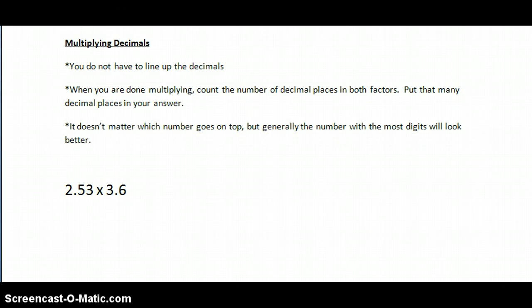Today I'm going to be talking about multiplying decimals. When you multiply decimals, it's just like a regular multiplication problem, only you have one little thing to do at the end with the decimals. You don't have to line up the decimals. If you do, it's okay.